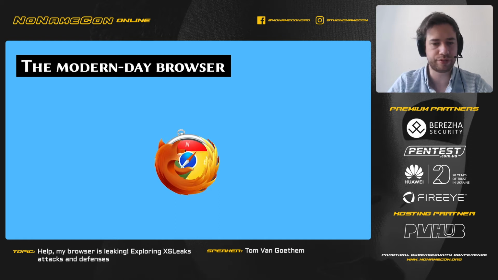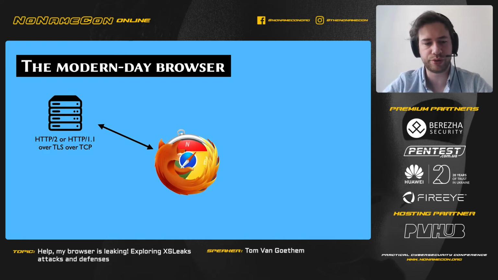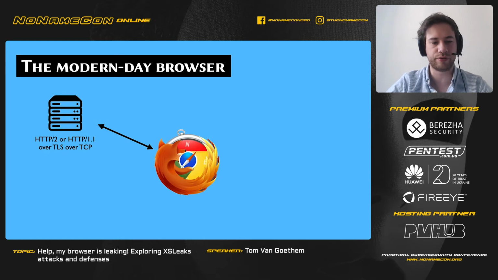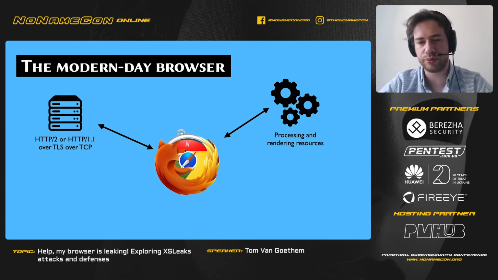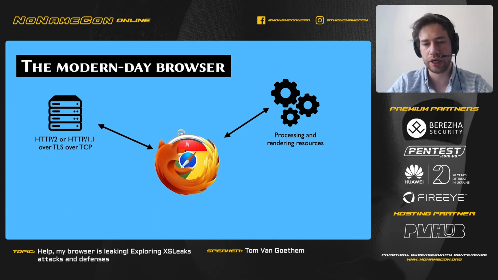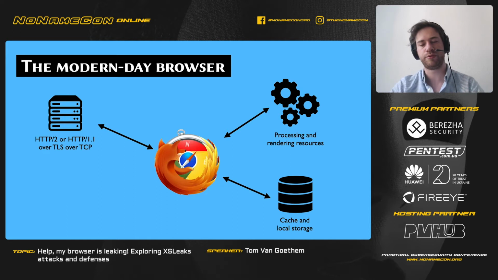When you visit a website, the first thing that the browser needs to do is fetch the content from the web server. This will be over an HTTP2 or HTTP 1.1 connection, and typically over TLS over TCP. Once the resources have been fetched, the browser will have to process and render them. In order to improve performance, websites can also make use of caching and local storage.